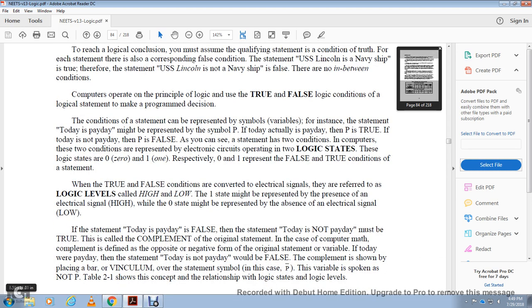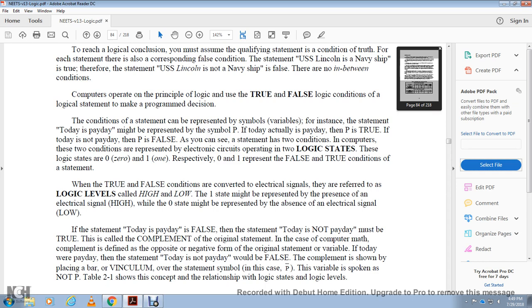If the statement that today is payday is false, then the statement that today is not payday becomes true. This is called the complement of the original statement. In this case, for computer math, the complement is defined as the opposite or negative form of the original statement. If today were payday, then the statement that today is not payday would be false. The complement is shown by placing a bar, or vinculum, over the statement symbol, in this case a bar over the top of the P. The variable is spoken as "not P."